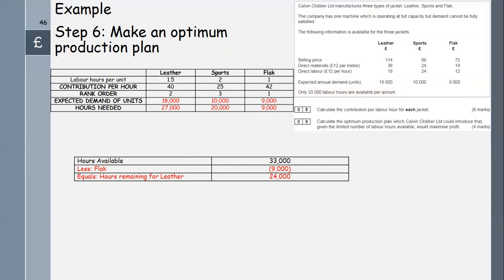So leather needs 27,000 hours altogether. However, I've only got 24,000 remaining. So I can't do all the leather jackets, so I can only do some of them. To work out how many I can do, a leather jacket takes 1.5 hours. I've got 24,000 hours remaining, so I can do 24,000 hours divided by 1.5 to get 16,000 jackets. So I can make 9,000 flak, I can make all their demand. However, I can't meet the 18,000 demand for leather. I can only make 16,000 of them. And then I can't make any of sport. I've got no hours left for sport.